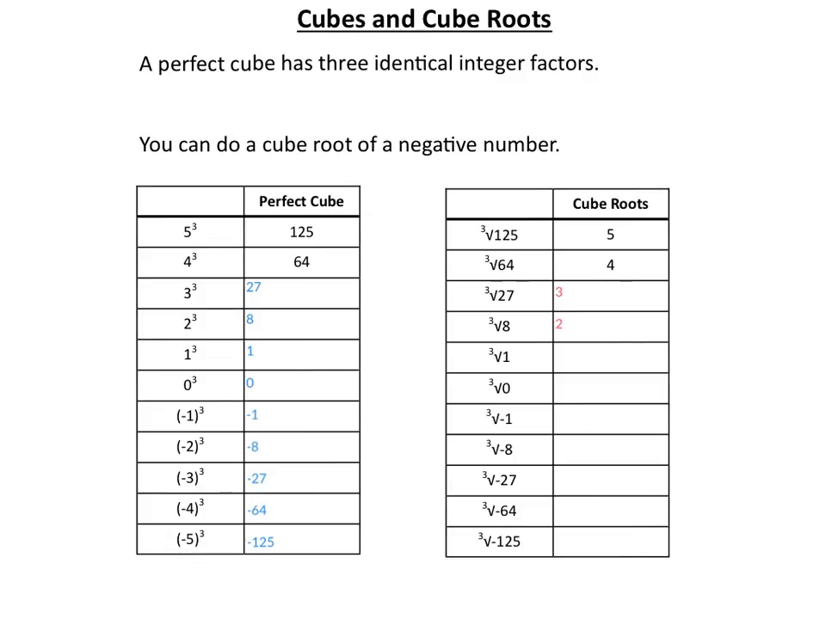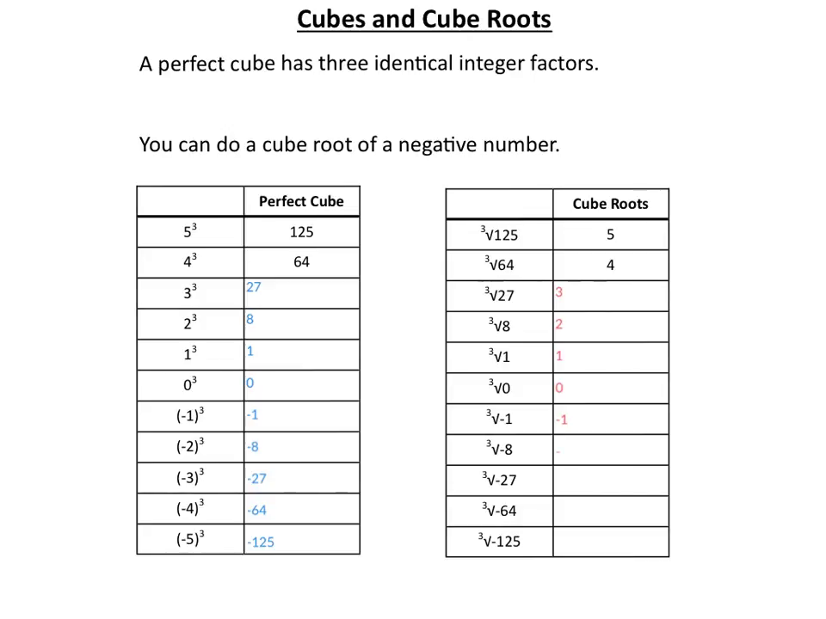The cube root of 8 is 2. The cube root of 1 is 1. Cube root of 0 is 0. Cube root of -1 is -1 because -1 times -1 is +1 and +1 times -1 is -1.